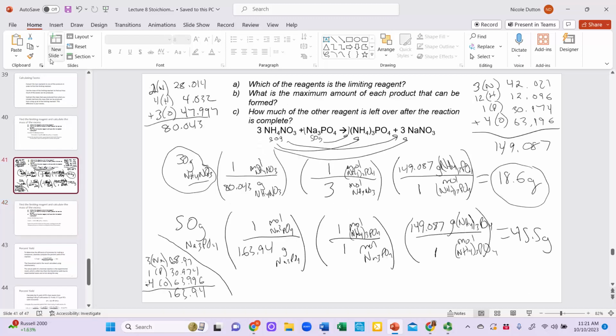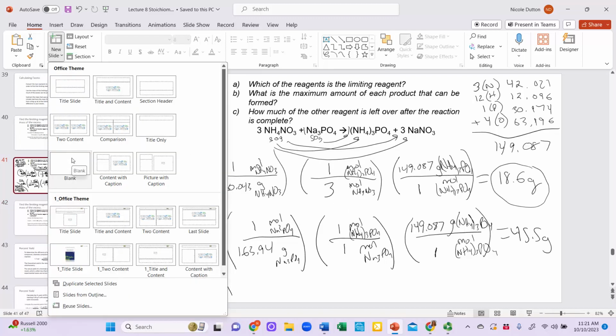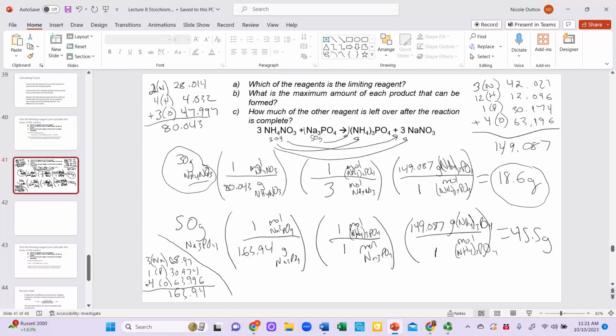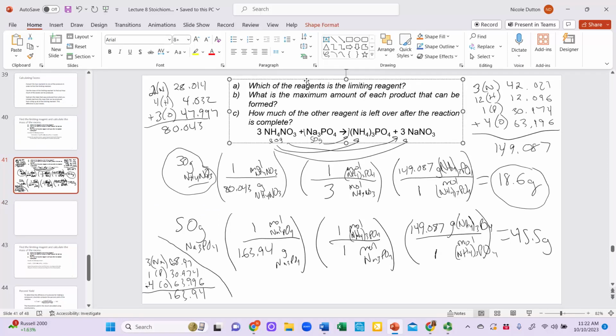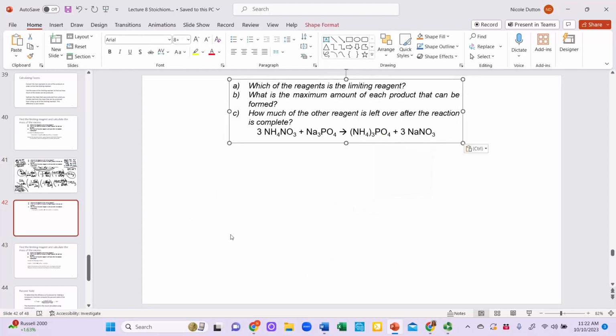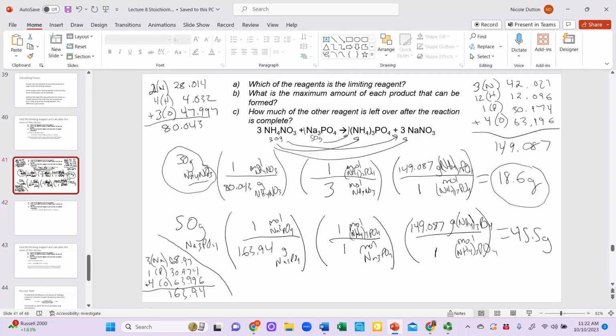So we're going to pull up a new slide here. And we're going to copy this. So now that we know that we have 18.6 grams maximum that can be produced from 30 grams of NH4NO3, we are going to convert 30 grams of NH4NO3 to however many grams of the other reactant.